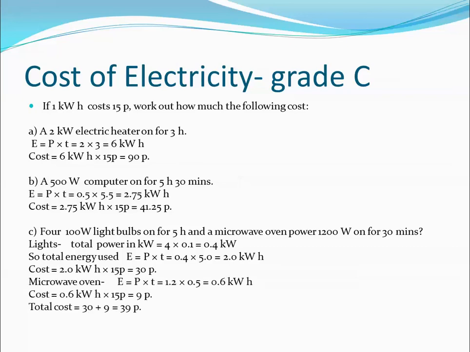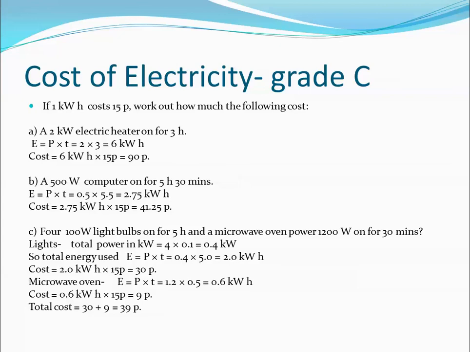We can then move on to the microwave calculation, and again 1200 watts will change into kilowatts, 1.2 kilowatts. 30 minutes will change into hours, 0.5 of an hour, so that gives us 0.6 kilowatt hours in the microwave oven at a cost of 0.6 times 15p, which is 9 pence. So the total cost of the lights and the microwave oven is 39p.